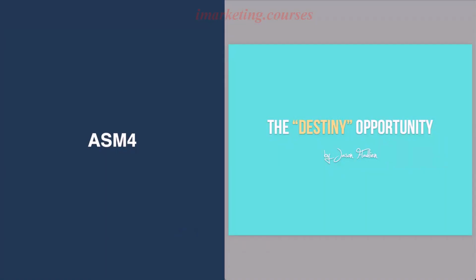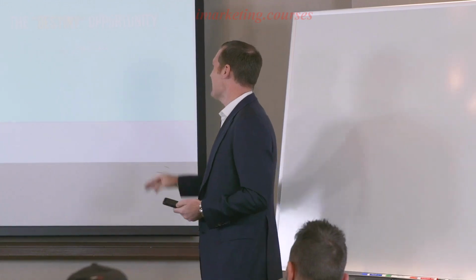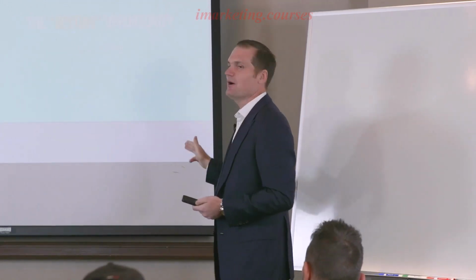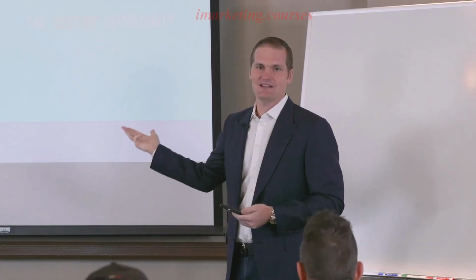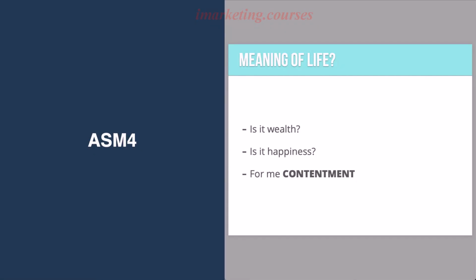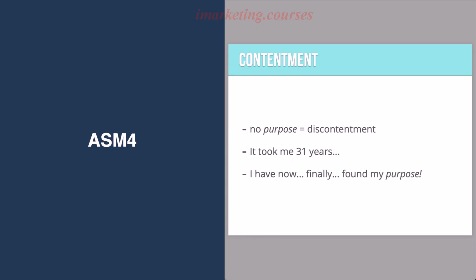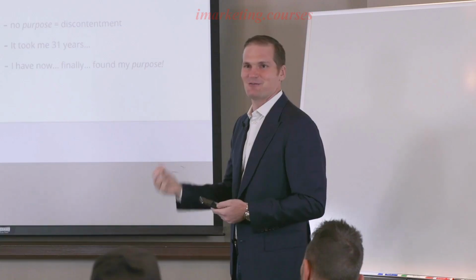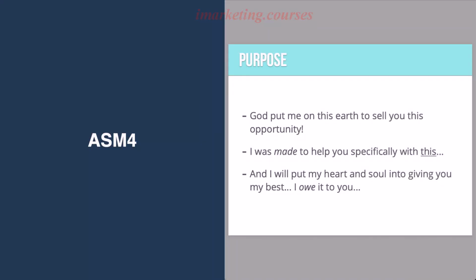ASM4, we started calling it the destiny opportunity. Again, it was blind. The destiny, I mean, you can't get any more grandiose than that, right? But the reality is I had about 600 testimonials, and I never had an offer like that before. So was it true? I think it was. Now here's how we start this webinar. Meaning of life. Is it wealth? Is it happiness? For me, it's contentment. Contentment means no purpose equals discontentment. It took me 31 years, and I have now finally found my purpose. I mean, we're really going in, aren't we? Right? God put me on this earth to sell you this opportunity.